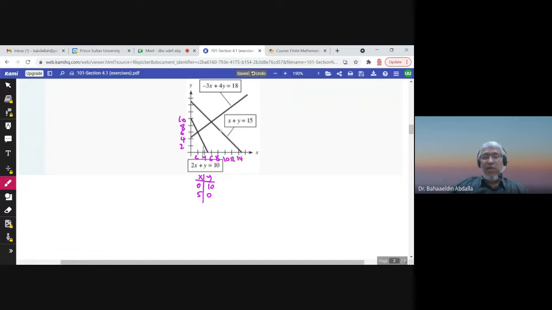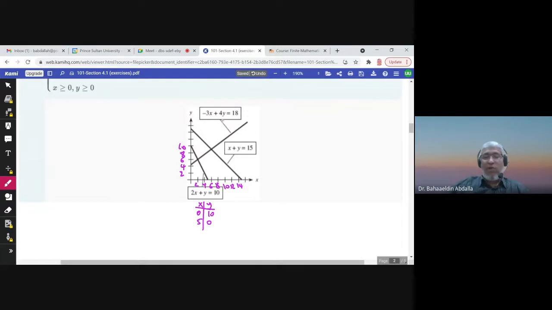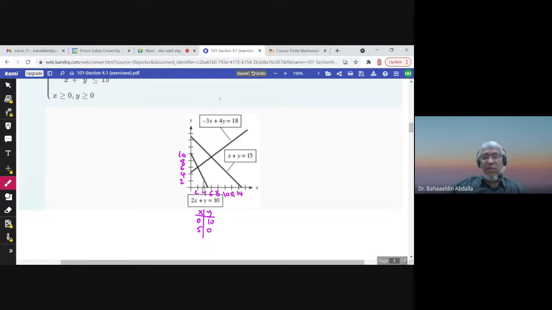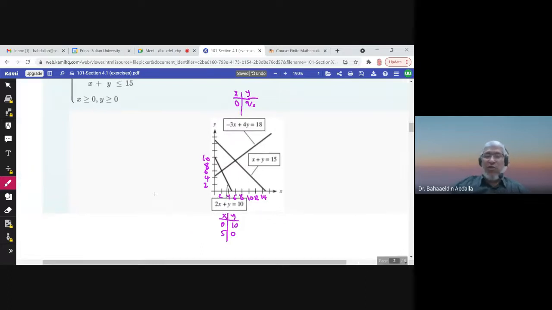So I expect that this is 15 here. If you put x equals 0, y is 15, and if you put y equals 0, x is 15. Good. While for this point, let me find the y coordinate. If x is 0, the y coordinate is 18 over 4 or 9 over 2. So it's 4.5. Good. So I know now the coordinates of these points.